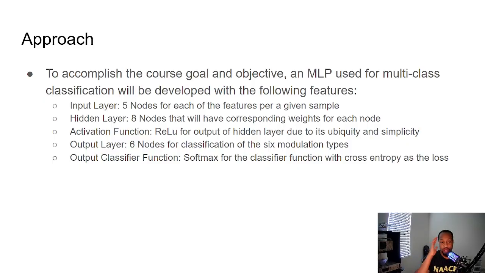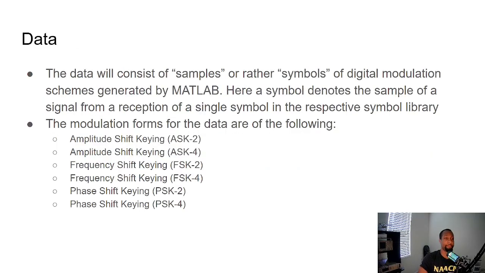The output layer is going to have 6 nodes, which are going to be used to classify each of the 6 modulation types. Finally, for the output function, we're going to use a softmax for the classifier with cross entropy as the loss function. The data is going to consist of samples or symbols of digital modulation schemes. They're going to be generated by MATLAB.